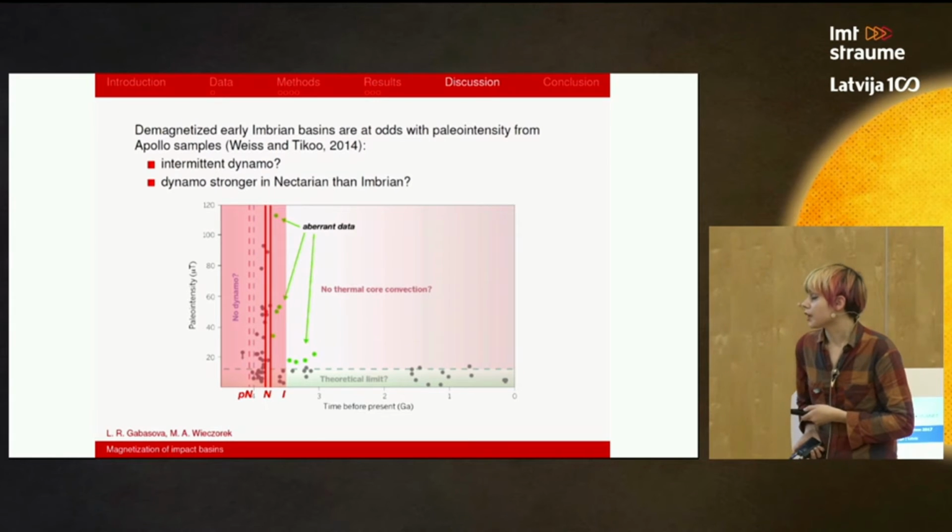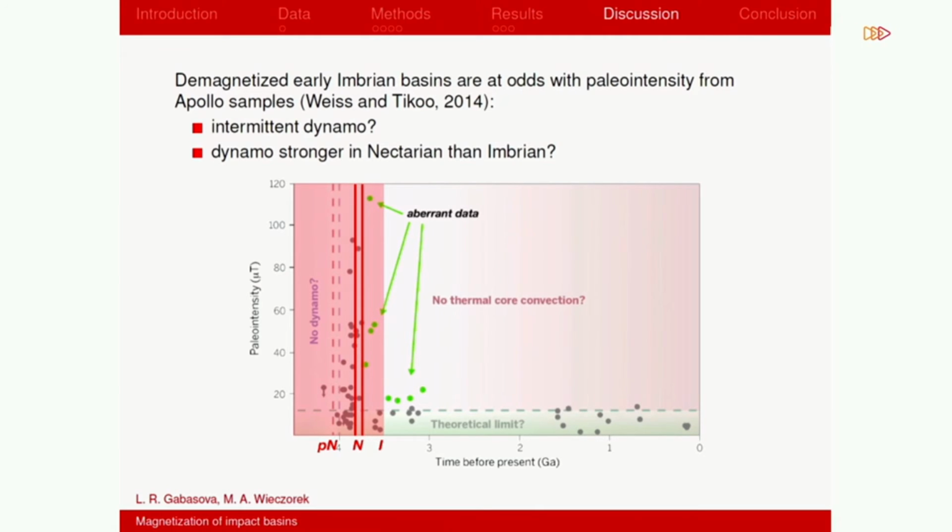And then also, if we look at Apollo data, there is a problem that crops up that Halekas has also noted in his papers, that the fact that all Imbrian basins are demagnetized doesn't really gel with the paleo-intensity measurements from the Apollo samples, where there is actually supposed to be quite high magnetization in the early Imbrian. And the red shaded area is about the age of all the basins I studied, and here we have the pre-Nectarian and Nectarian and Imbrian, just to relate our study to the Apollo data.